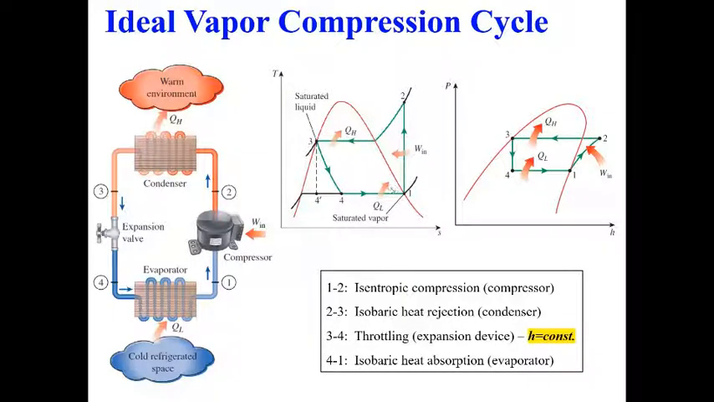So these are not producing work, these are absorbing work, and in the process they absorb heat, which is our requirement for a refrigeration system. Okay, now coming to the steps of the cycle. So first is isentropic compression inside the compressor, which is shown here, and this is the step.